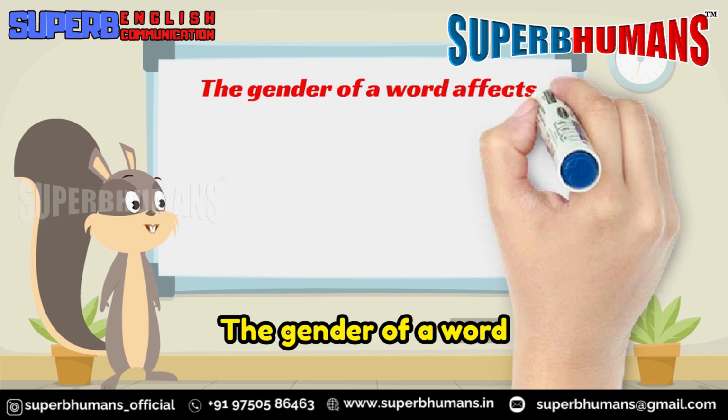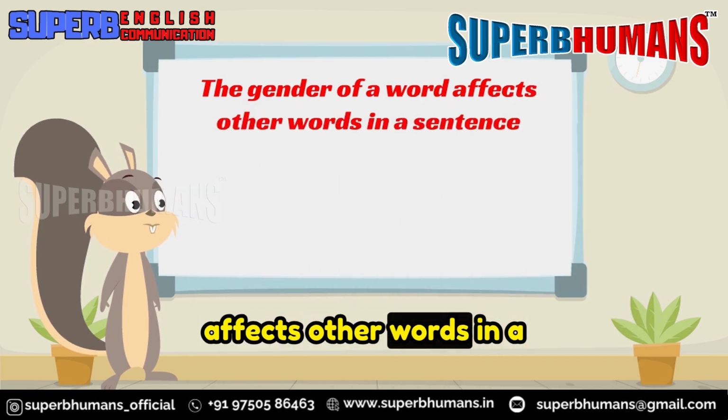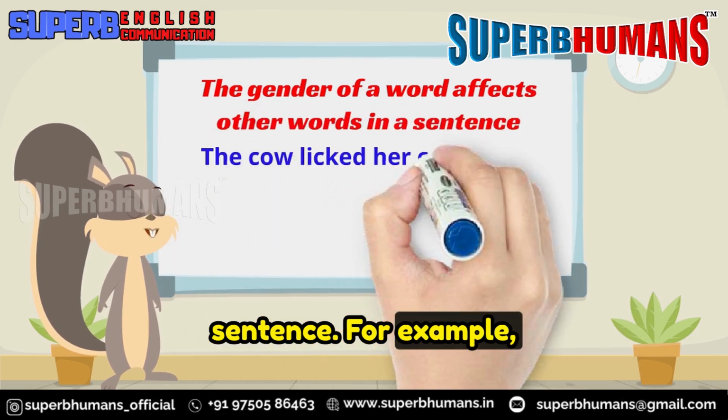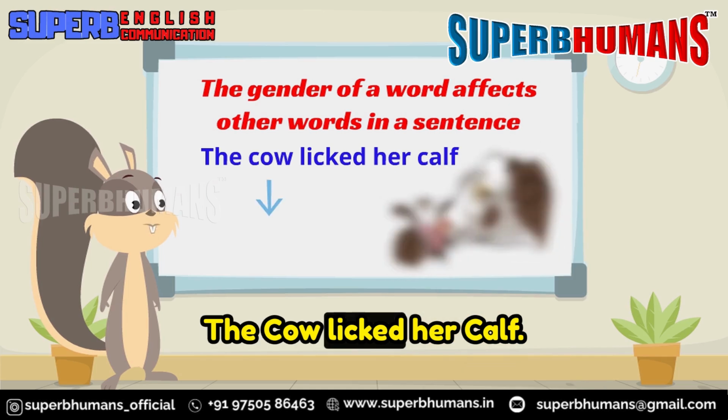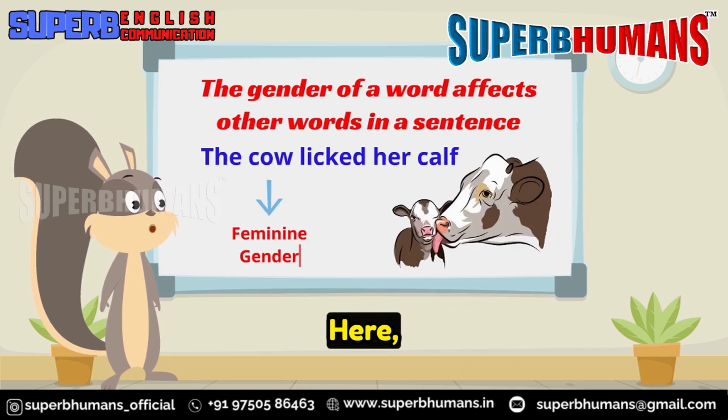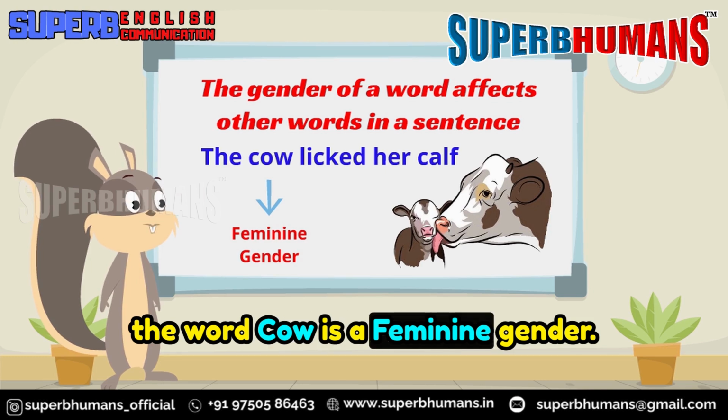The gender of a word affects other words in a sentence. For example, the cow licked her calf. Here, the word cow is feminine gender.